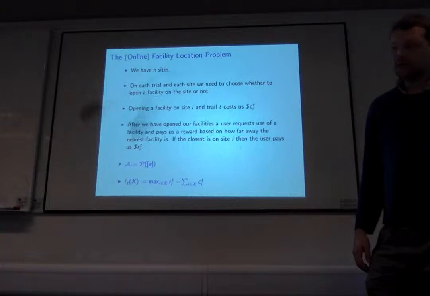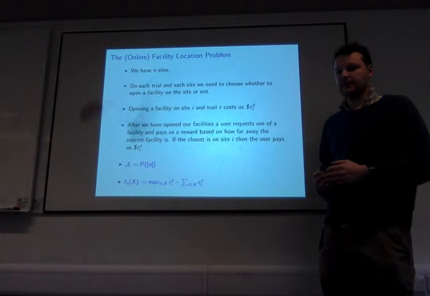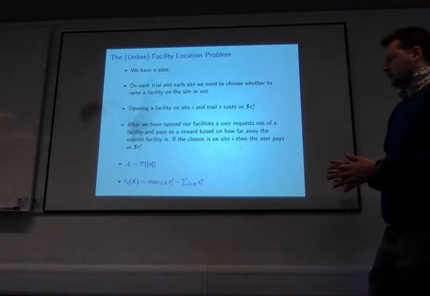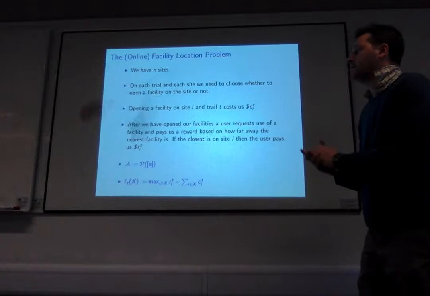So our algorithm MaxGrace solves the general problem, which has three different special cases, which I will now describe. The first one is an online learning version of the facility location problem. So what happens in the facility location problem? We have n sites, and the sites are just locations.